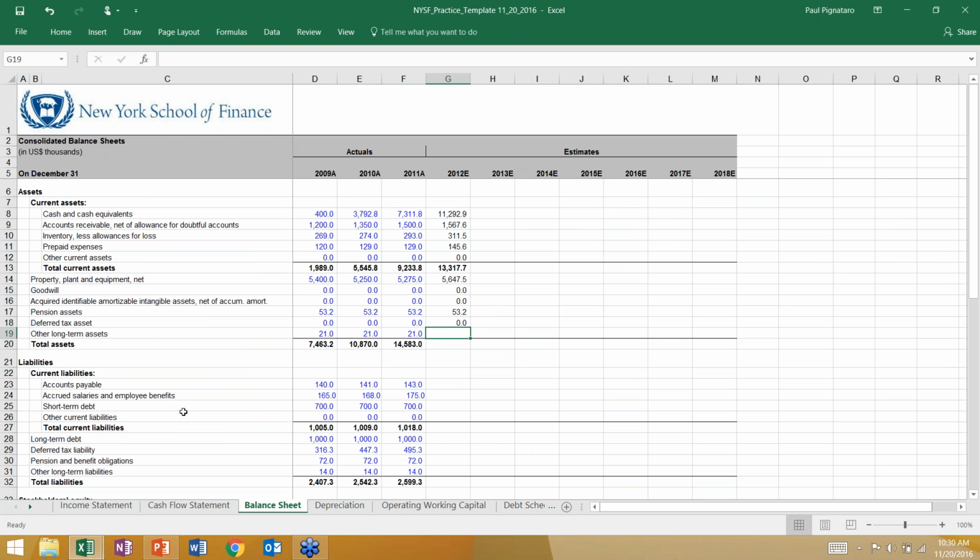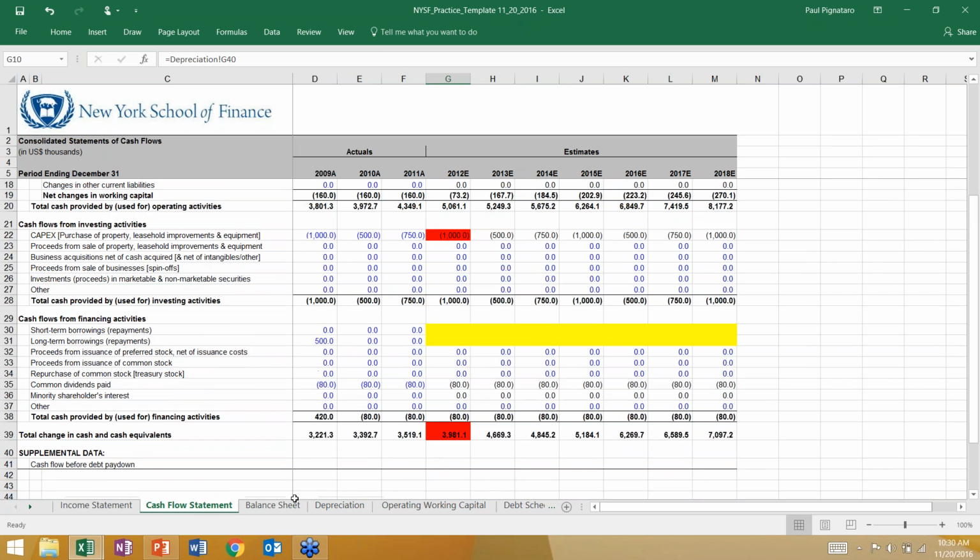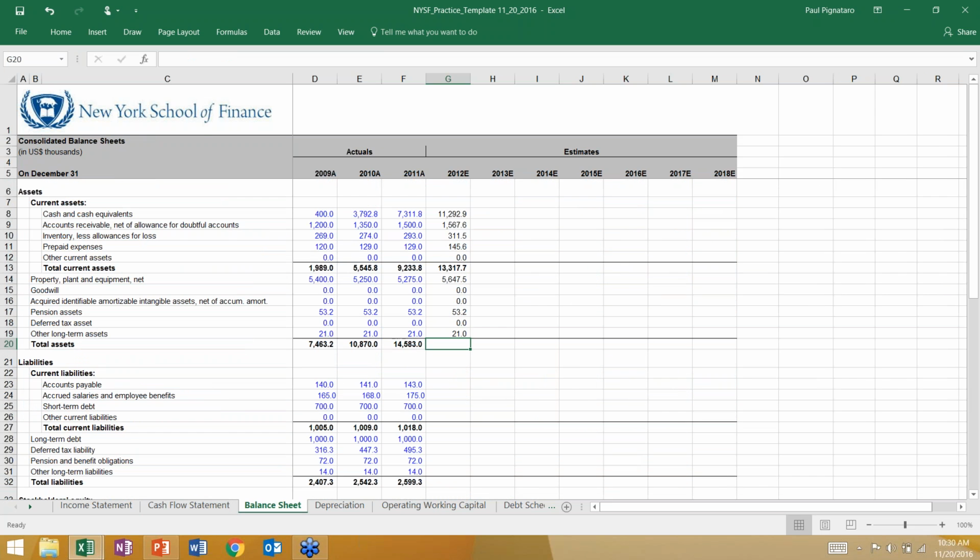Other long-term assets, again, nothing really identifiable for that. Let's keep it flat. Okay. Total everything, including the total current assets. And we can then continue to liabilities.